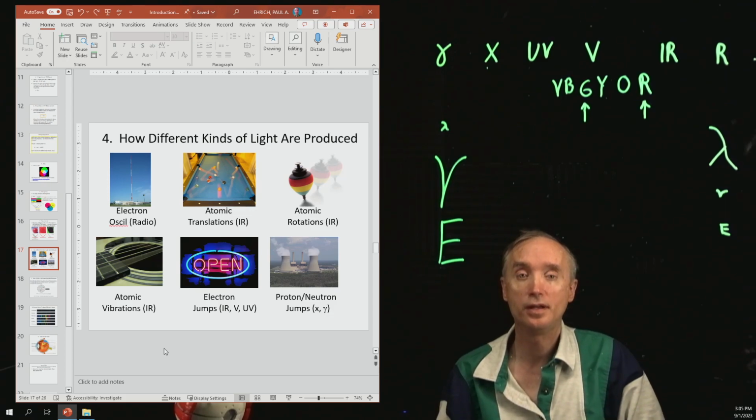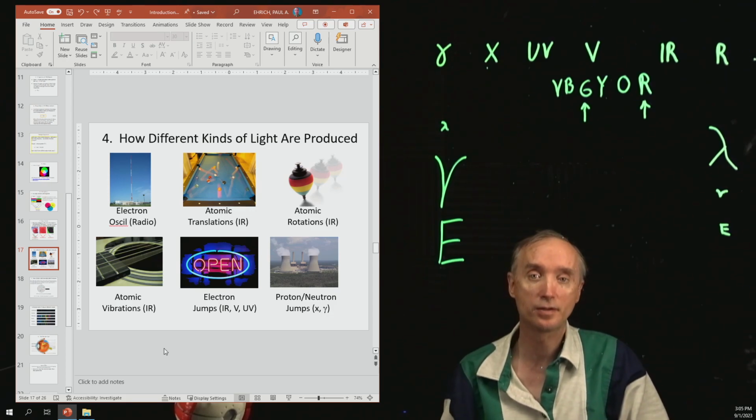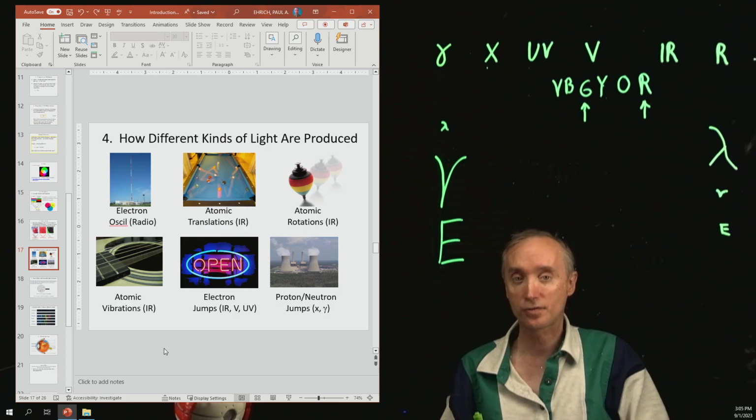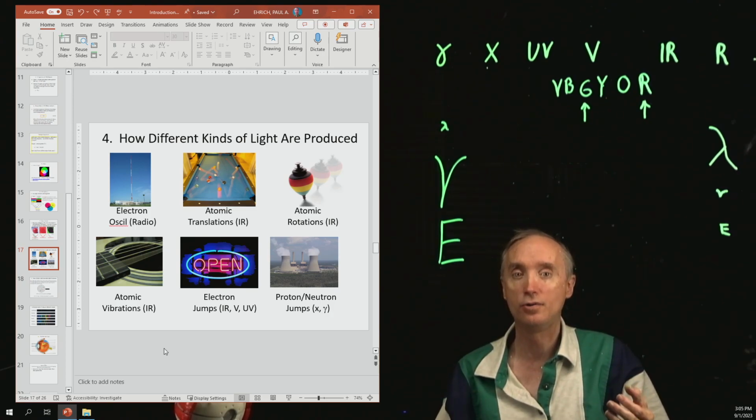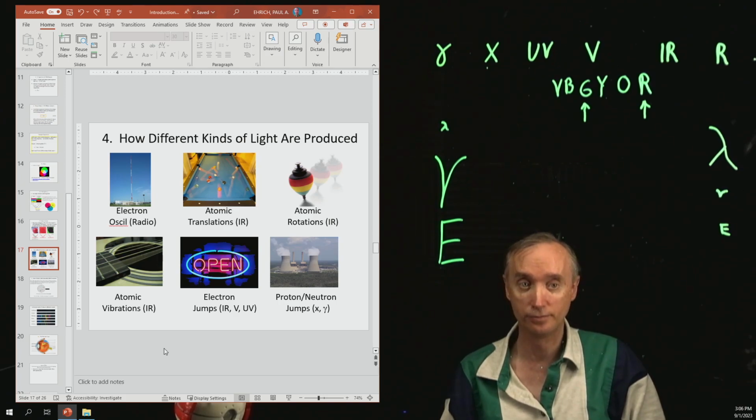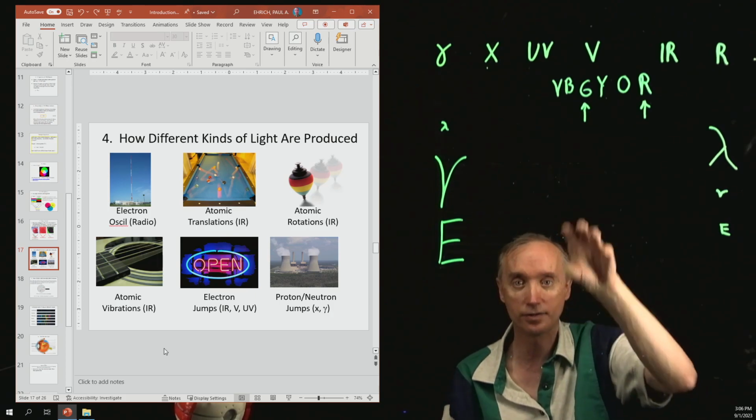Okay, we said in one of our previous segments that the electromagnetic spectrum is caused by accelerating electric charges. So the question is, how can electric charges be accelerated? One way of accelerating an electric charge is by oscillating it.